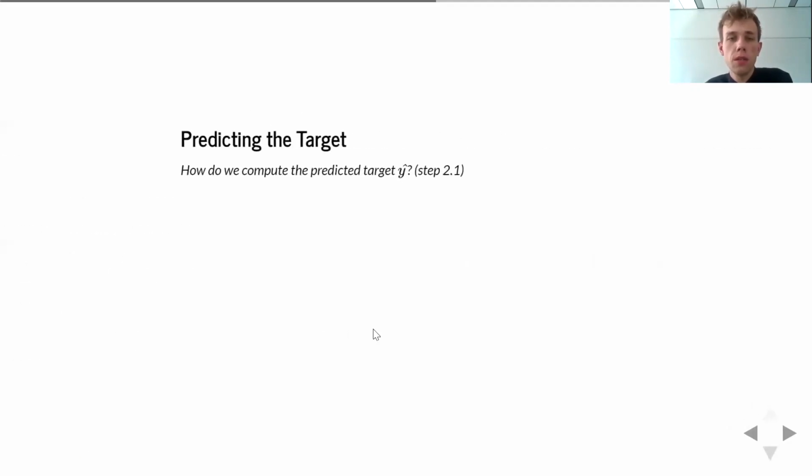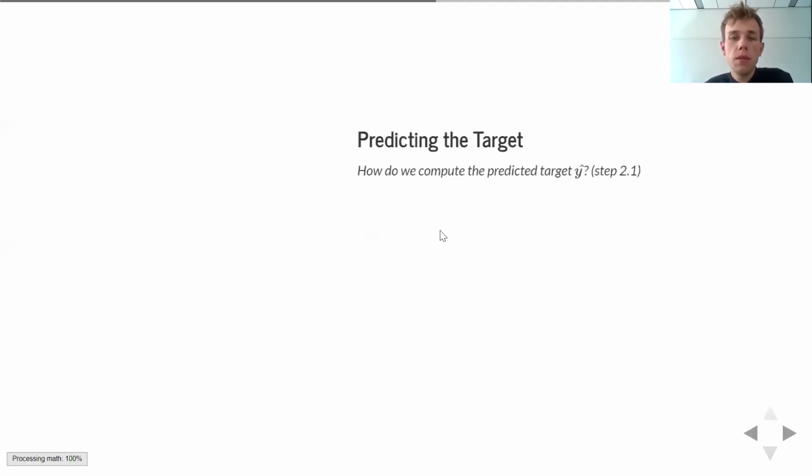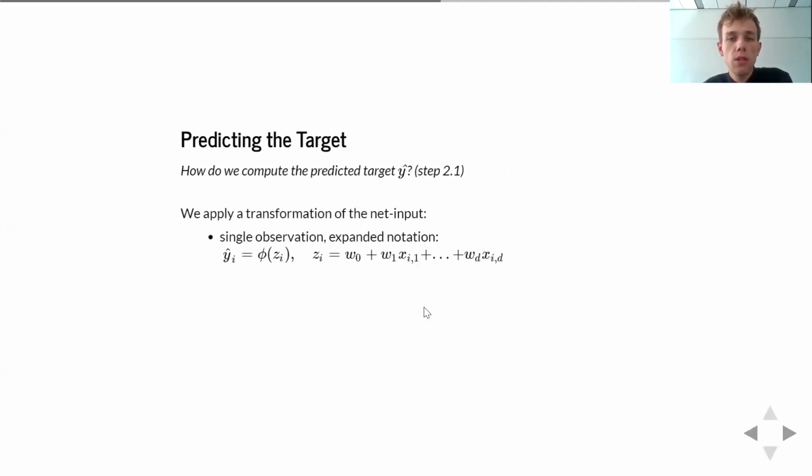Okay, so how does this work in practice? In step 2.1 here, when we predict the target, how do we do that? For a single observation, we compute z_i. That's this linear index here. And then we apply our decision function. That's this unit step function that predicts a positive classification whenever z is strictly positive, and negative classification whenever z is weakly negative.